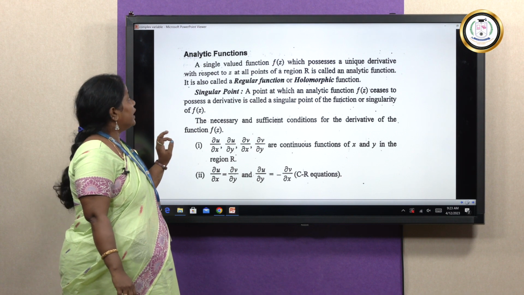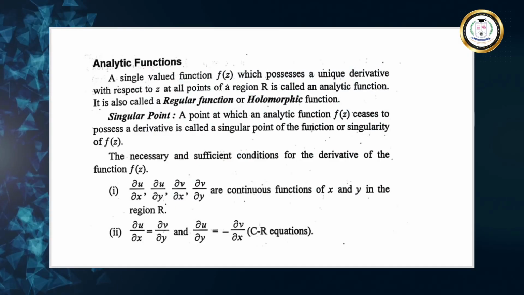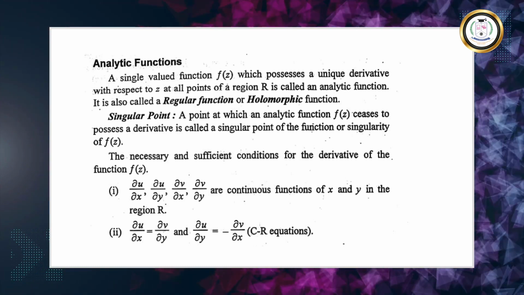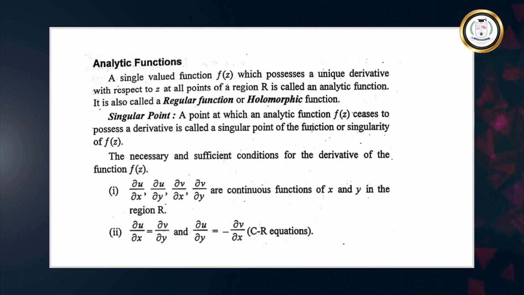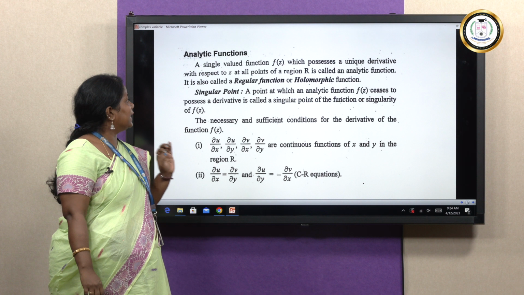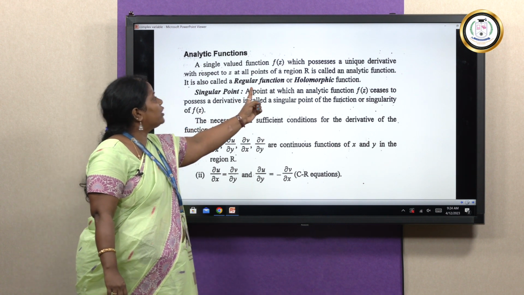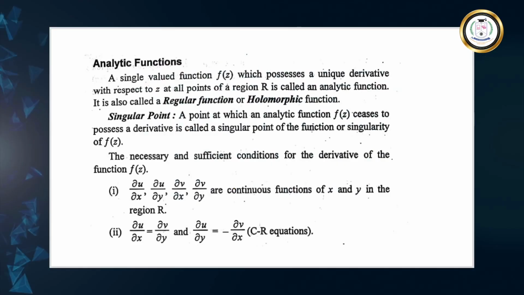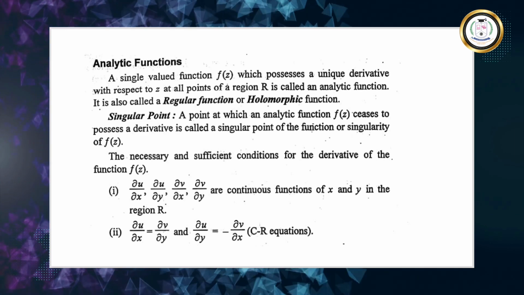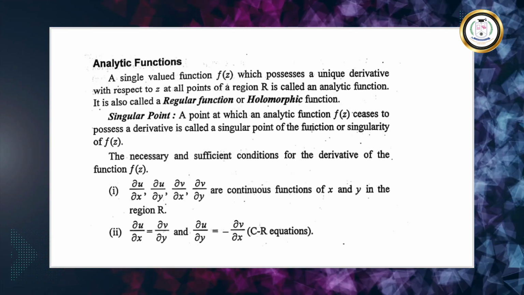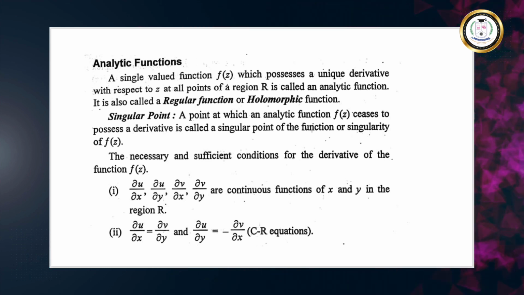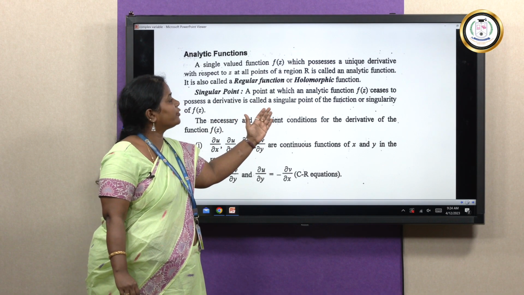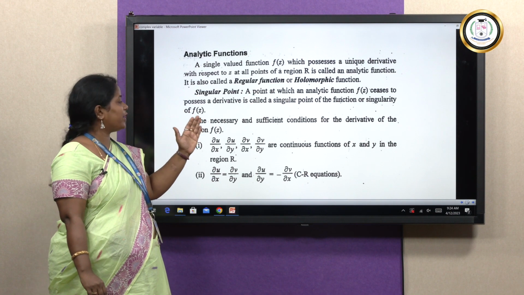A very important definition here is the analytic function. A single valued function f(z) that possesses a unique derivative with respect to z at all points of a region R is called an analytic function. It is also called a regular function or holomorphic function. Now, the definition of a singular point: a point at which an analytic function f(z) does not possess a derivative is called a singular point of the function, or singularity of f(z).